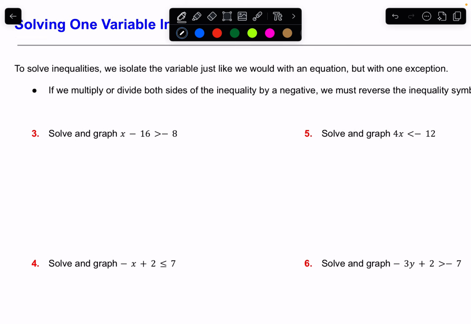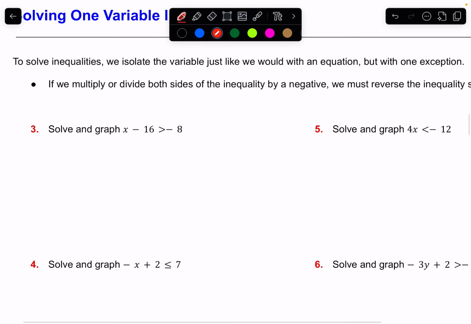So for part 3 here, I start the same way that I would solve an equation, which is drawing this vertical line to keep me organized. I have x minus 16, so I'll do the opposite. I will add 16 to both sides. That will simplify to give me x. The 16s go away, and then positive 8 on the other side. And because I didn't do anything to the sign, it still faces the same way. So x is greater than 8.